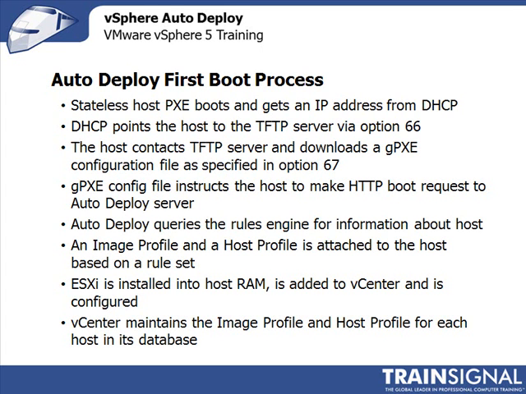Now, what does the auto deploy first boot process look like? Why do I put first in there? Because the first boot process is technically the one that's going to install ESXi into RAM. It's going to register it with vCenter, create an entry for it, deploy the right image, and associate it with the host profile. So that's the first boot process.